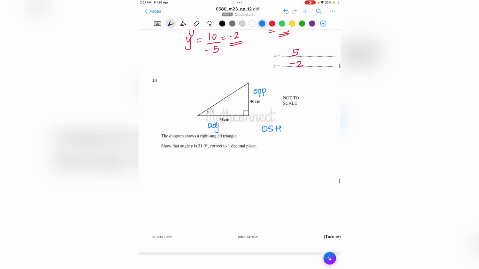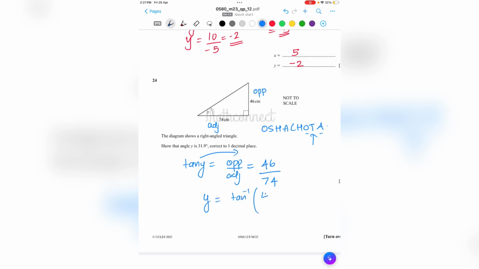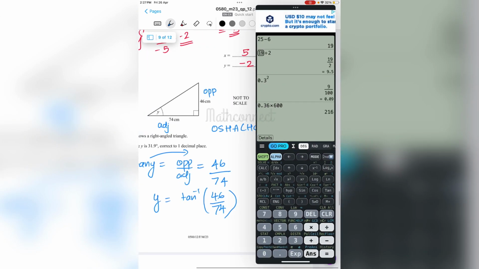So let me write this out to help me find out the trigonometric ratio which I can use for this. The one which relates opposite and adjacent is tan. So tan y is equal to opposite by adjacent, and the opposite value is 46 divided by 74. So to find y, take the tan to the opposite side, it's going to be inverse tan of 46 by 74. So input this in the calculator. Shift tan 46 by 74.